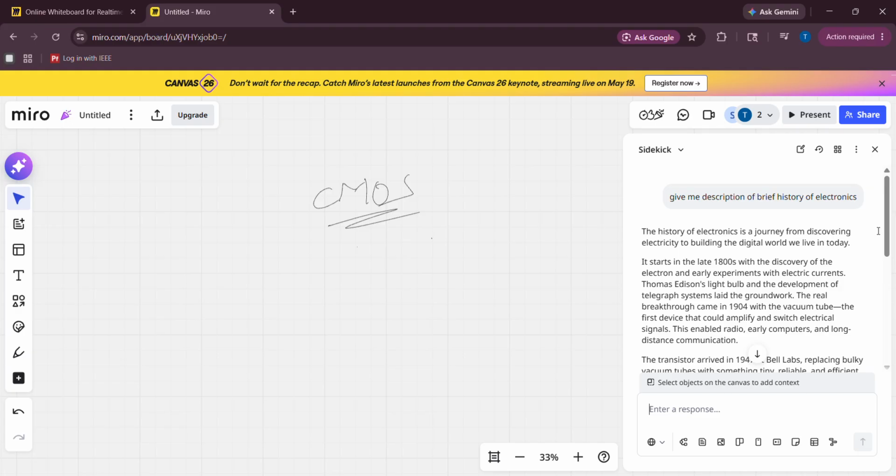See here what it gives next. It starts in the late 1800s with the discovery of the electron and early experiments with electrical current. In the 1800s, just wait, what is going to happen in the 1800s? There is an electron. An electron is nothing but a charge.